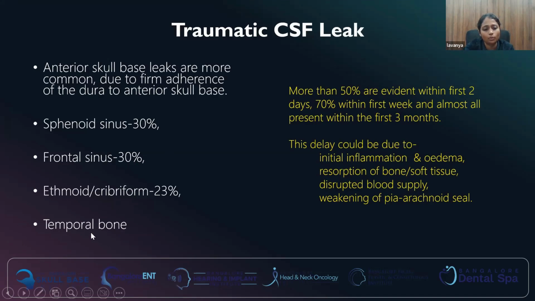Okay, so temporal bone CSF leaks are very minor, and most of them can also be CSF otorrhea. So here, in traumatic cases, sphenoid sinus and frontal sinus leaks are more common than cribriform and ethmoid.